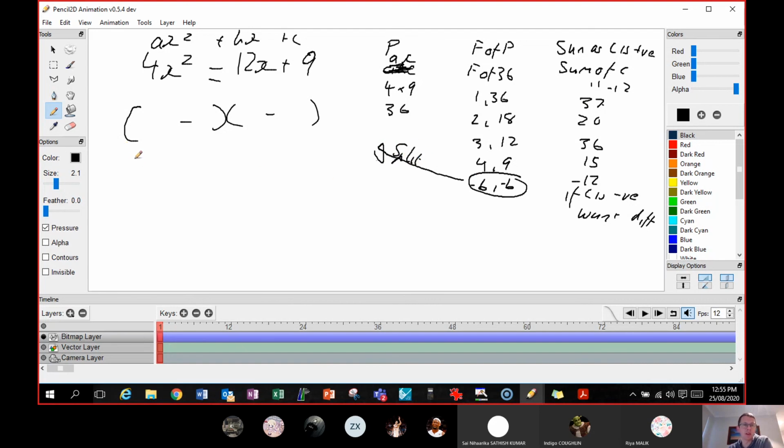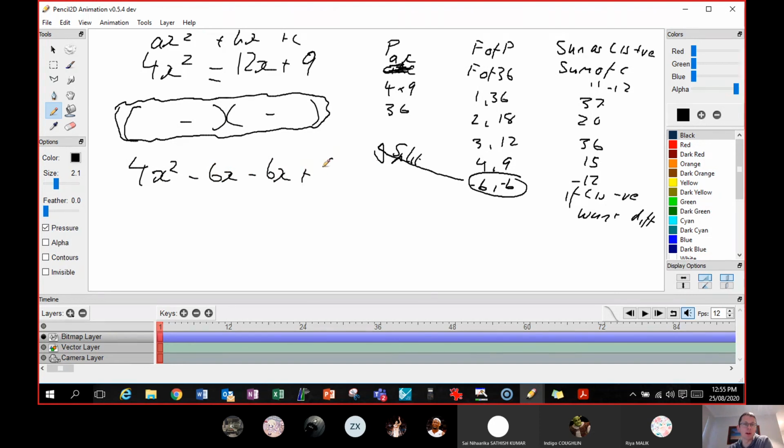So we're just going to do that here. This is just for thinking notes, to help us understand what we're thinking. So it's going to be 4x squared, and I'm going to split the 12x into minus 6x minus 6x plus 9. Now I'm just going to factor out this, factor out that. The highest factor I can take out of the first pair is 2x.